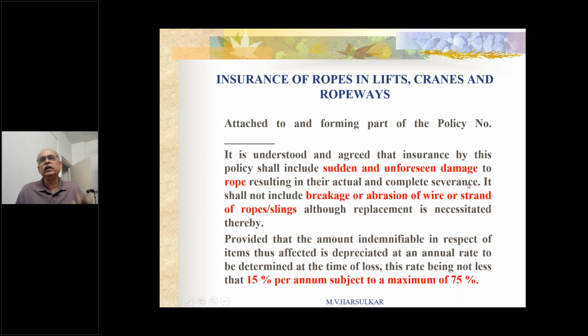It has to be completely severed. Two pieces, cut into two pieces. Then only, and that is also because of a sudden and unforeseen accident. So this is the only coverage we are giving in ropes. Then again, there is a depreciation, 15% per annum, maximum 75%.